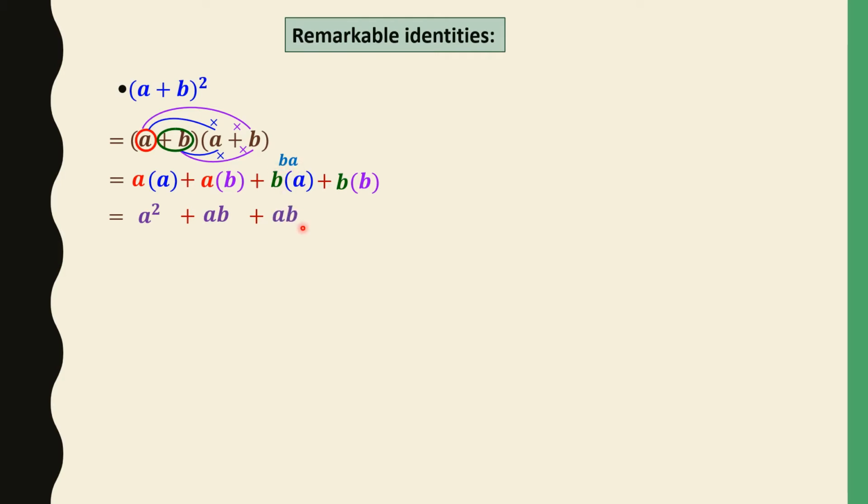We can write ab plus b times b, it's b squared, equals a squared plus ab and ab are two like terms. 1ab plus 1ab equals 2ab, and we obtain a squared plus 2ab plus b squared. This is the expanded form of a plus b squared. From now on, we can memorize it and use it immediately.